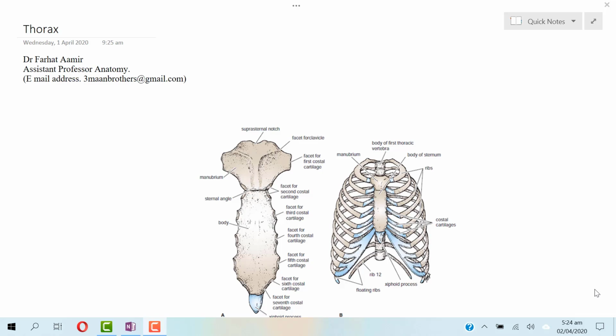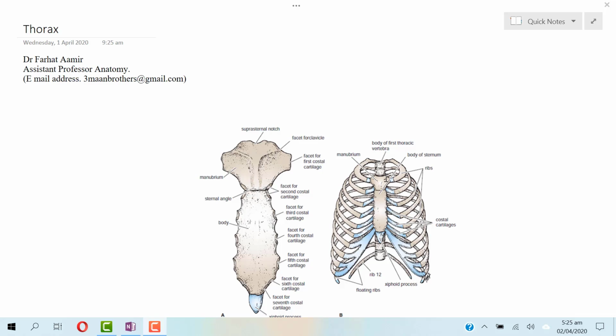What is thorax? Thorax is a word derived from the Greek word thorax, which means chest or breastplate. If you see in this diagram, you have to see the moving cursor, which I am moving over the diagram. So see this diagram. This is the diagram of the thoracic cage.